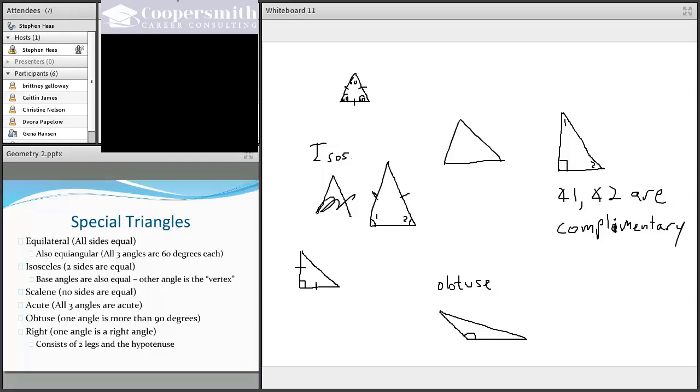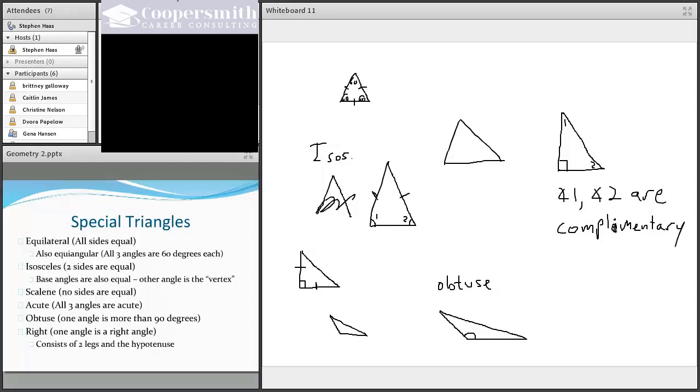Can you have an isosceles obtuse triangle? Again, the answer is absolutely yes, you can. It doesn't have to be, but it can. Let's assume these two sides are equal, and the third side forms an obtuse angle. Can you have an equilateral right triangle?